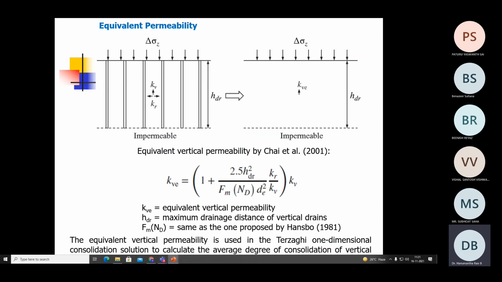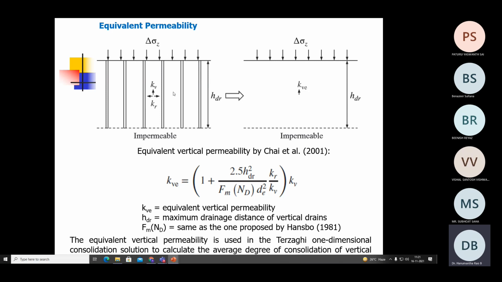There is another concept that is called the equivalent permeability. Now you know we are installing a number of PVDs into the ground. But another concept evolved: what if I assume all the PVDs are working at the same degree, at the same rate, and thereby I can treat the volume as a single block. That is called the equivalent permeability.